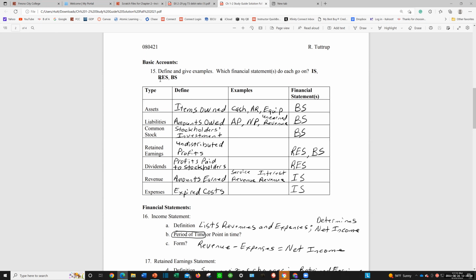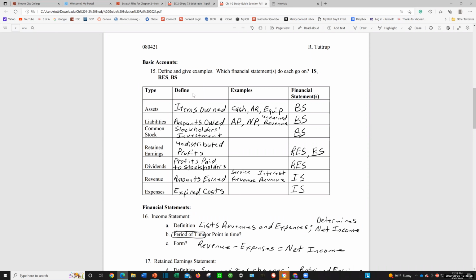RES would be retained earnings statement. And then BS, it's all a bunch of BS, right? Now, balance sheet. Sorry. Gotta throw a little humor in. Okay, so let's write this down. And see, you can use this on the test, and it's going to be pretty cool.